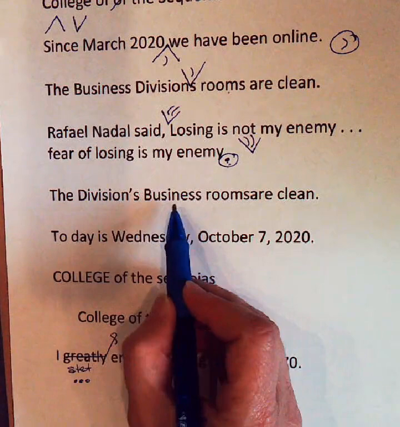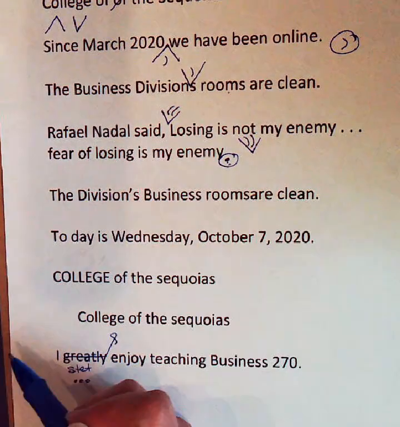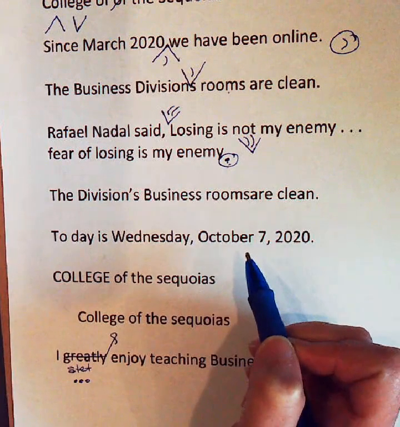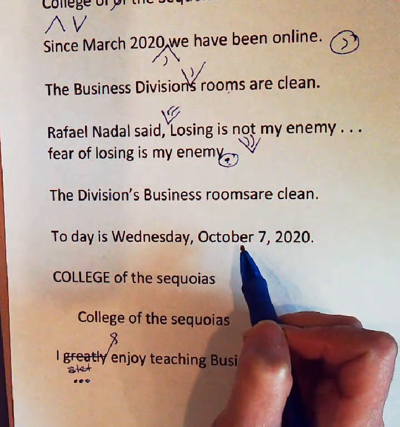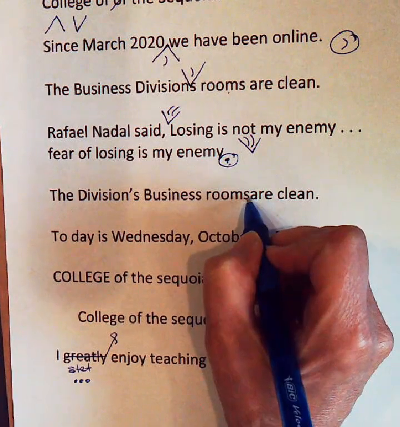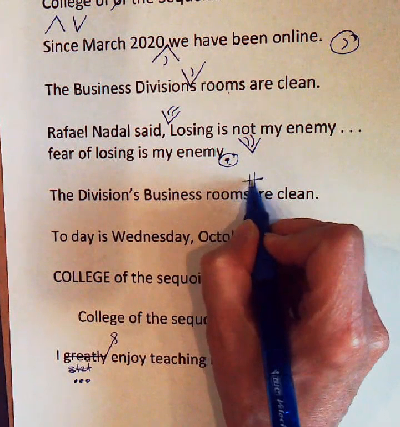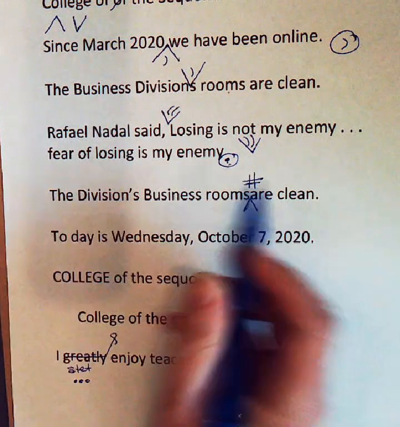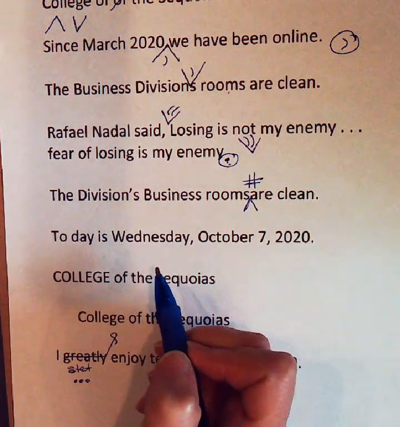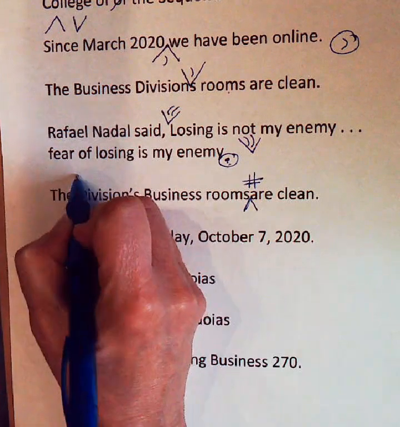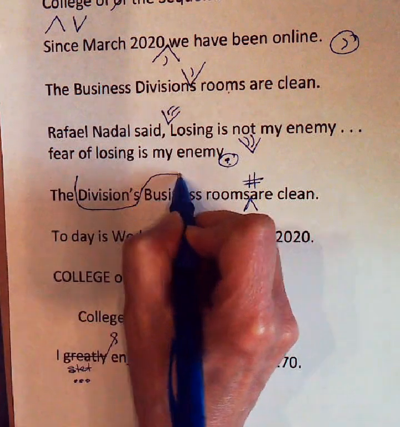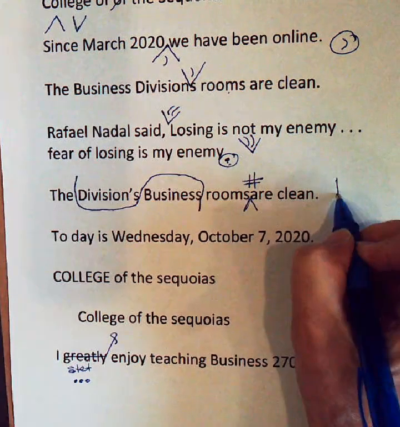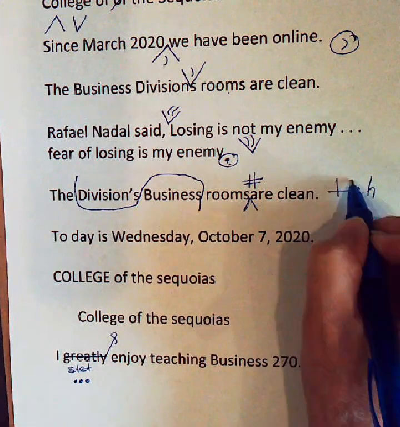The division's business rooms are clean. So we have a couple of mistakes in here. Rooms should have a space between the two words. So we can put space. Somebody might put insert space like that. And then these two words need to be switched around. That's called transpose. So we need to switch those two words. You might need to just switch a letter, 2 letters.